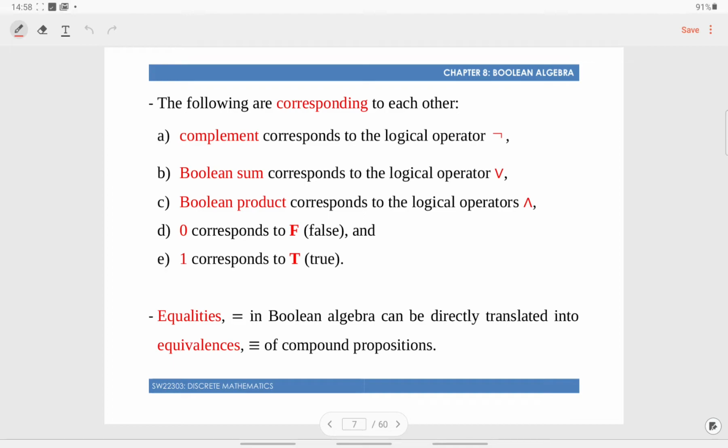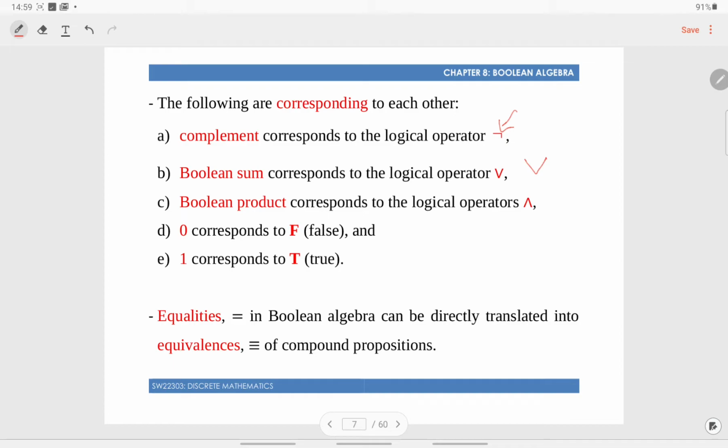The following correspond to each other. As I mentioned before, this chapter is closely related to the first chapter. So we have a corresponding relation here. The complement operation corresponds to the logical operator, this one, the negation operator, right? From the first chapter, it is negation. So complement corresponds to the negation logical operator. So Boolean sum corresponds to the logical operator disjunction.